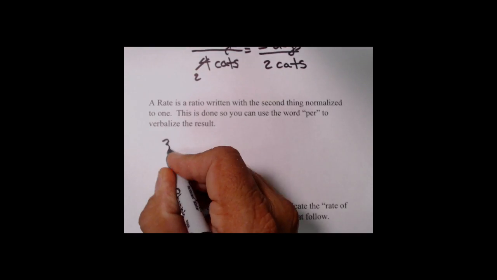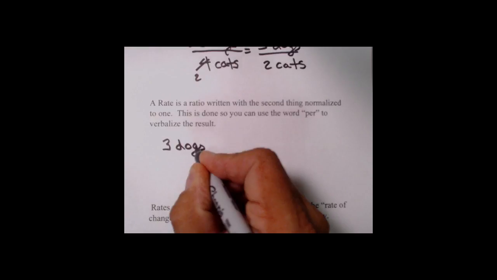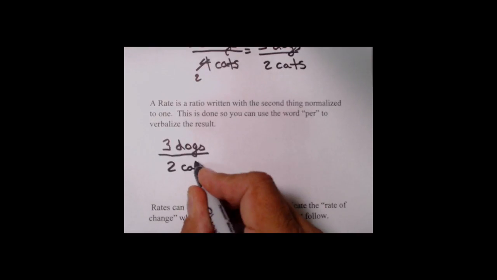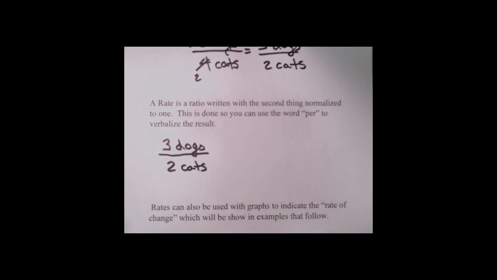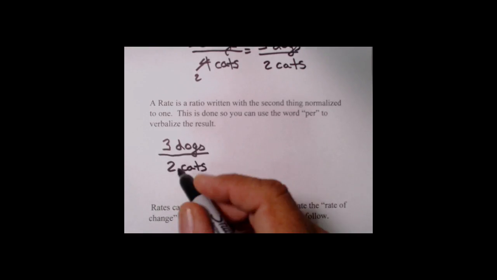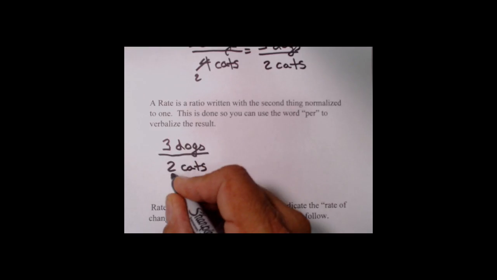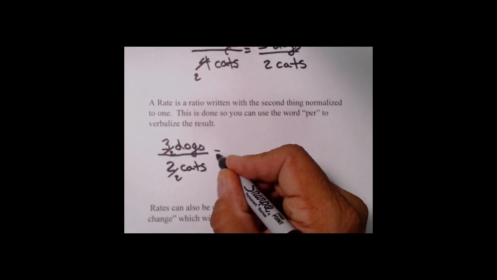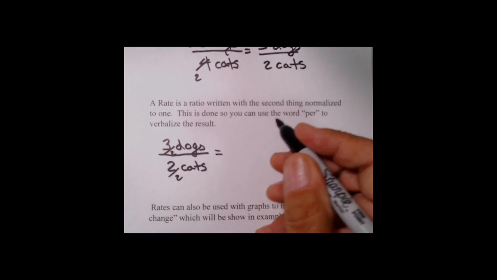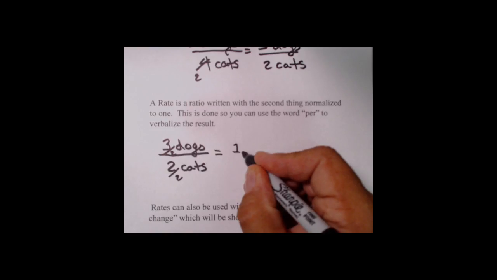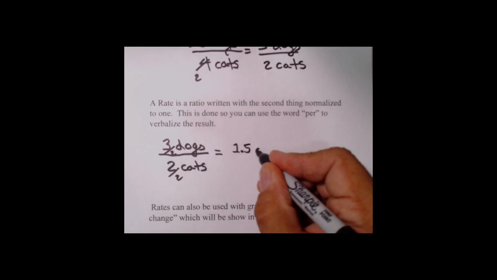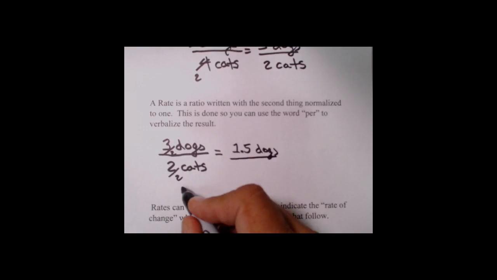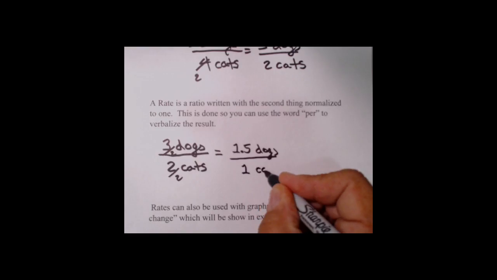But now what I'm going to do is divide both top and bottom by the bottom. I want to make this bottom 1. So I'm going to divide the bottom by 2 and the top by 2. Well, 3 divided by 2, I could write it as a decimal, for instance, 1.5 dogs. And down here then we have 2 over 2, 1 cat.